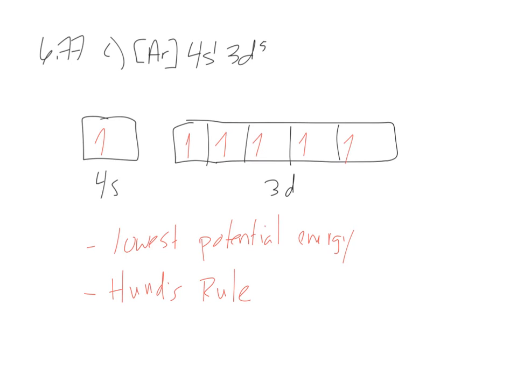And so you just count up the number of unpaired electrons. That simply means the number of orbitals that only have one electron in it. And that should be 6.